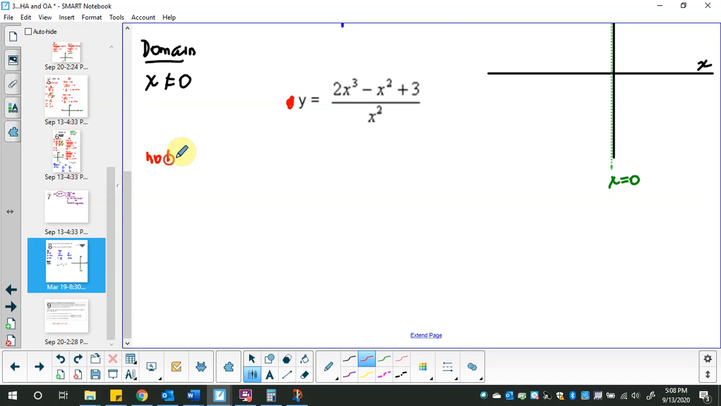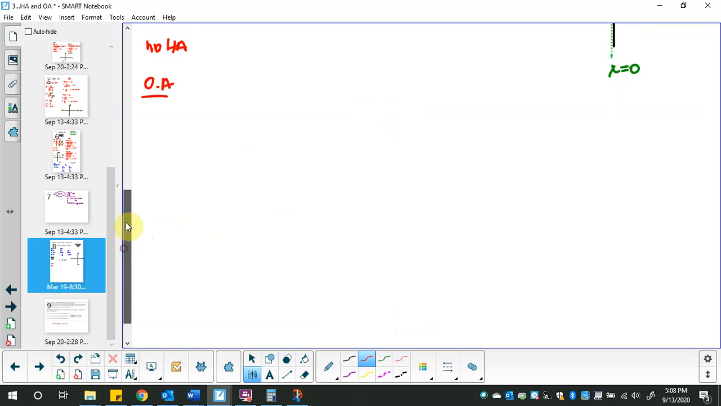No horizontal asymptote. So now we're doing the oblique asymptote. And you're thinking to yourself, oh no, this means I have to long divide or synthetic divide. And that is true. You can long divide or synthetically divide. Actually, you can't synthetically divide because this is not linear. This is a monomial.